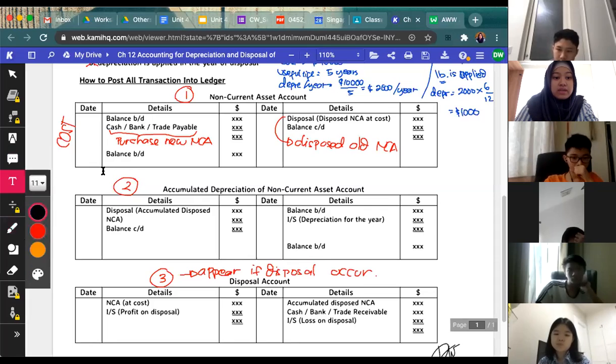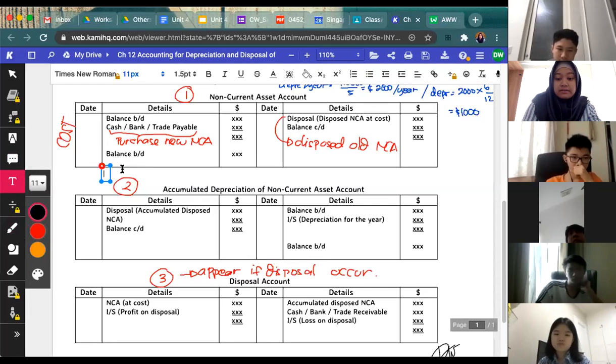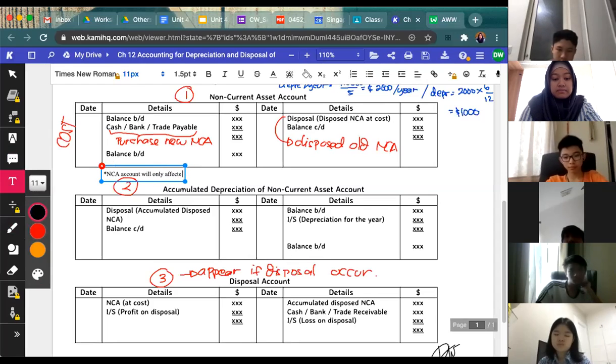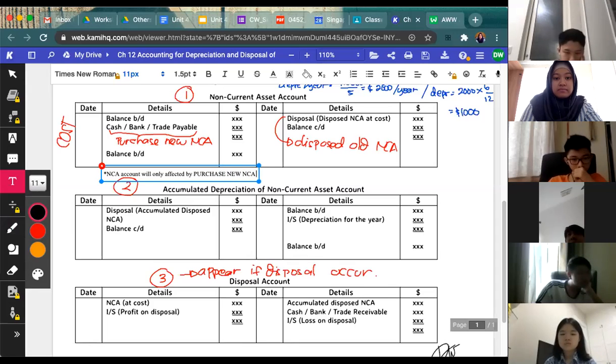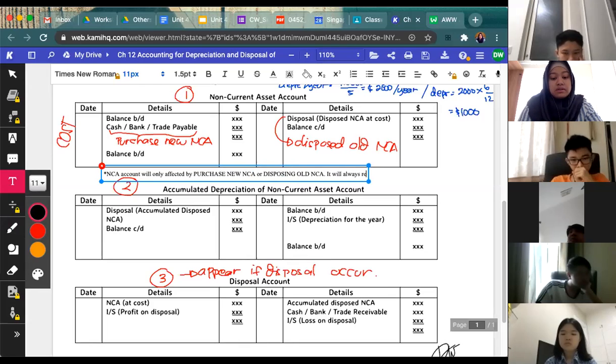Okay, I'm going to write again over here that the NCA account will only be affected by purchasing new NCA or disposing old NCA. It will always be recorded at cost.